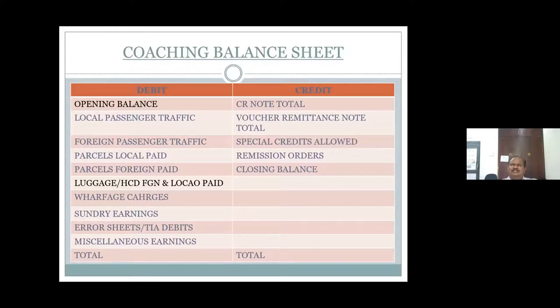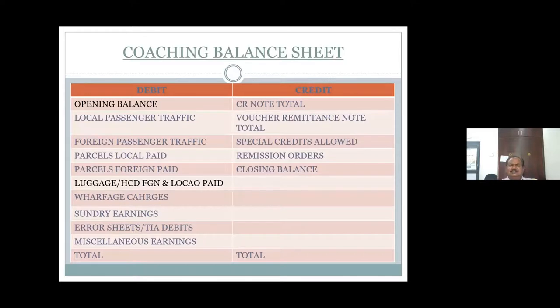Then for parcels, we have local paid, foreign paid, luggage, HCD, forfeit charges, and sundry earnings. Generally, earnings are classified by the station staff themselves under these prescribed heads. If any charges are collected less due to error in class, error in rate, error in distance, or anything, they are reflected through the TIS also, to raise the debits at the stations. And we also have the mechanism of error sheets. Any discrepancy found in the internal check is conveyed to the stations and the commercial department through error sheets.